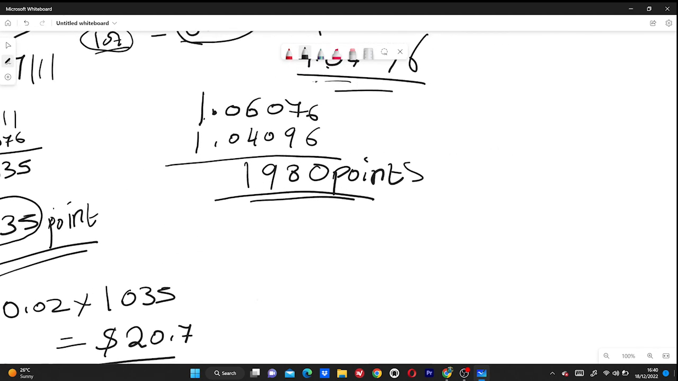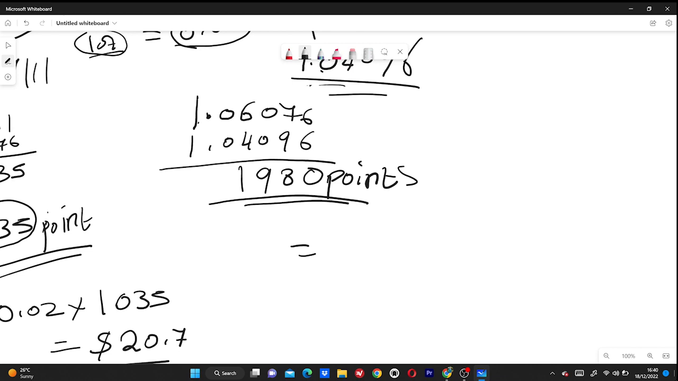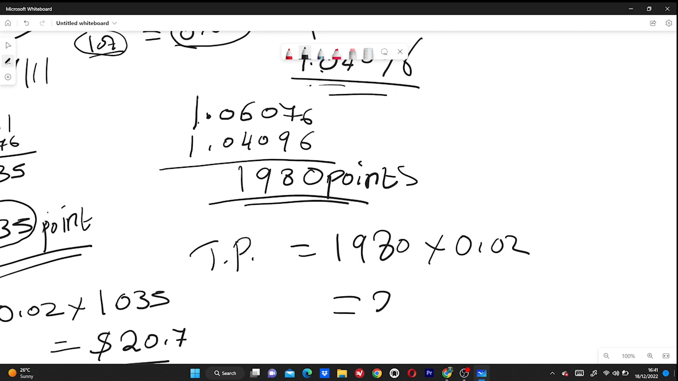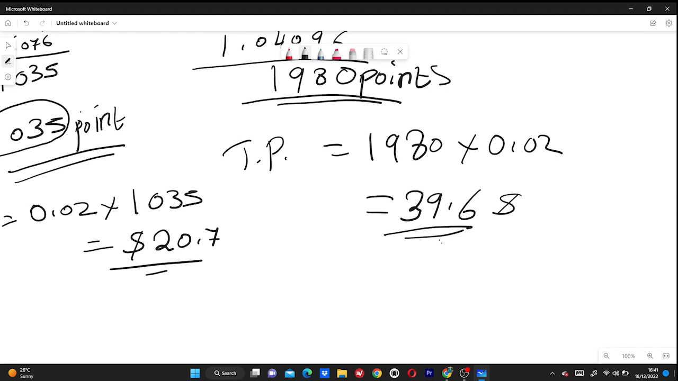And what about this one? So we multiply, this will be a take profit. So we'll have made how much? 1980 times 0.02. Remember, it can hit one of them over here, but after analysis you are confident about one of them. So 1980 times 0.02, you have made a profit of $39.6.